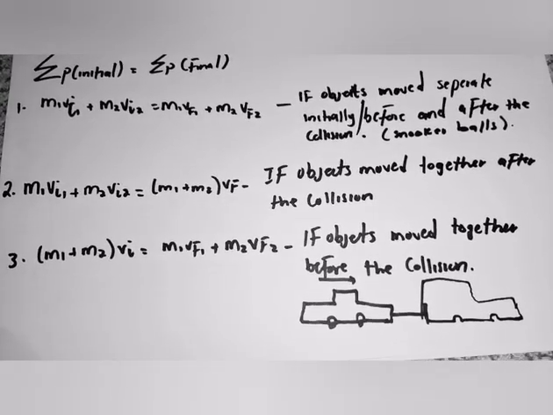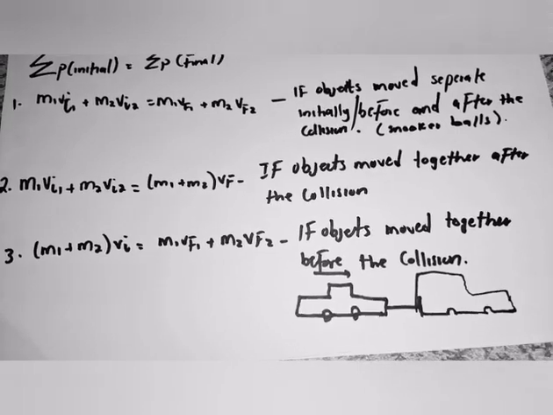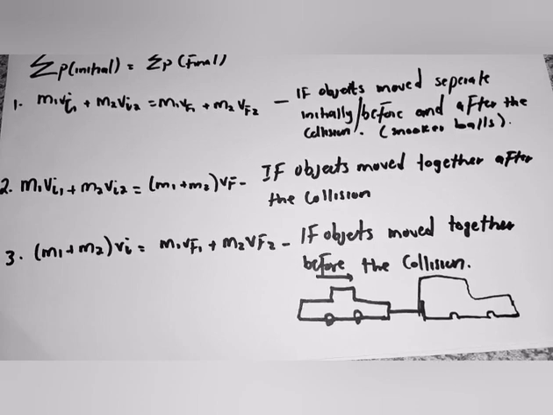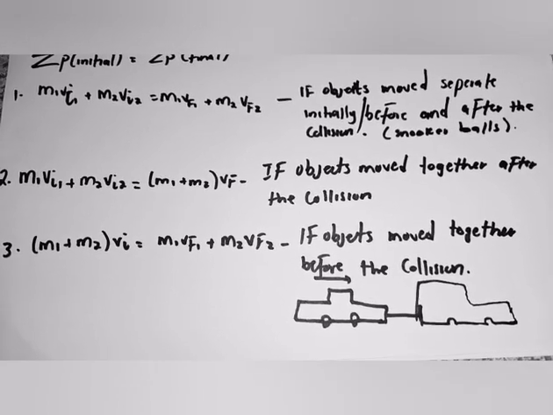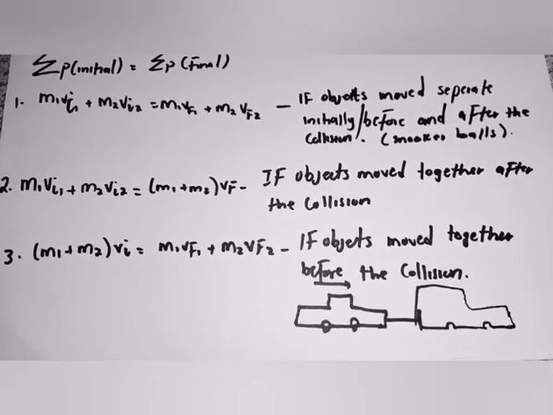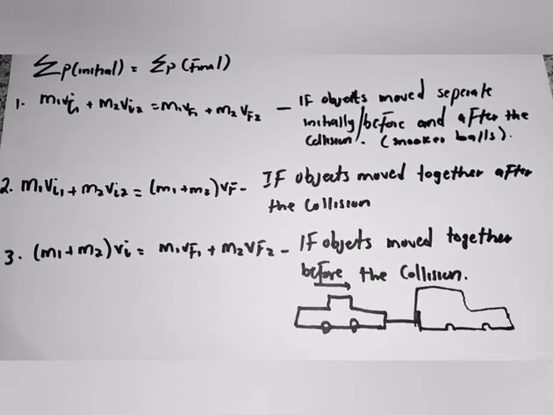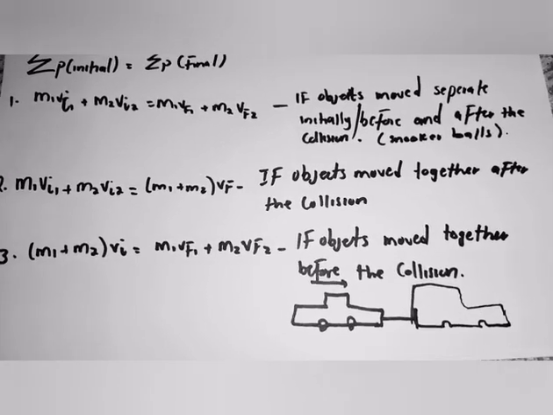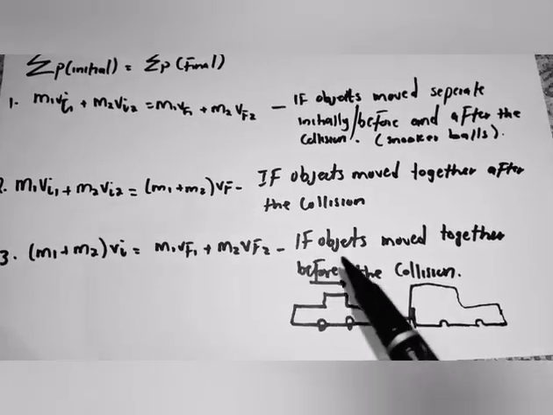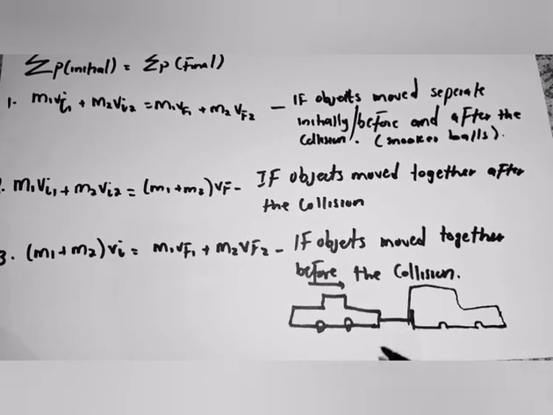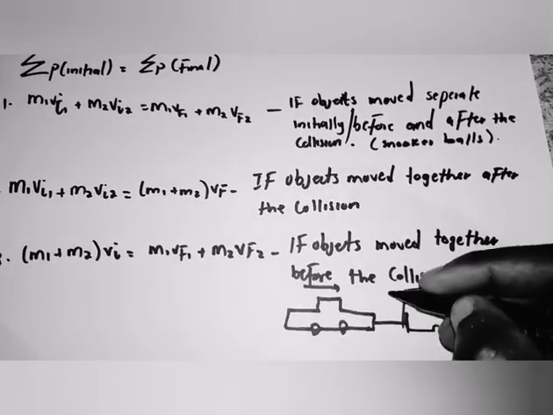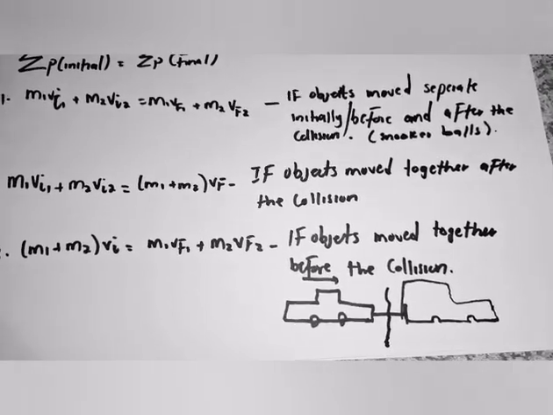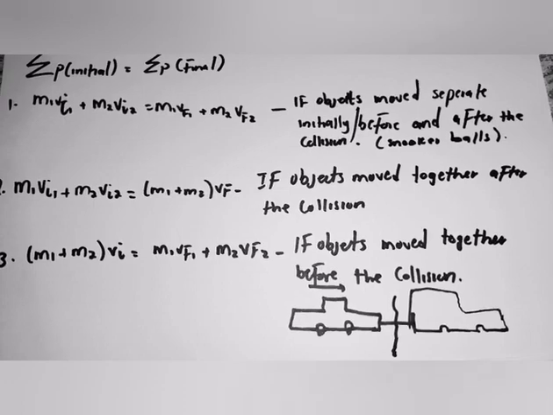So the third one, you use it if objects moved together before the collision. If you can check these two cars, they are pulling each other, they are moving to the right. So they're moving together before the collision. Now, let me just show you the collision part here. If this rope tears apart, that's a collision, and they will move separate after the collision. But before the collision, they moved together.